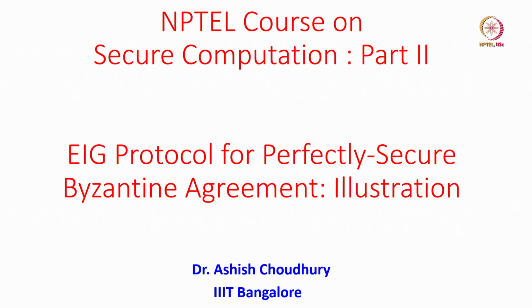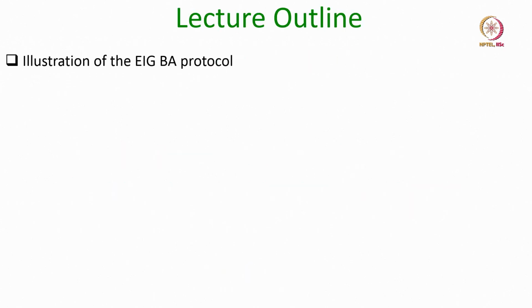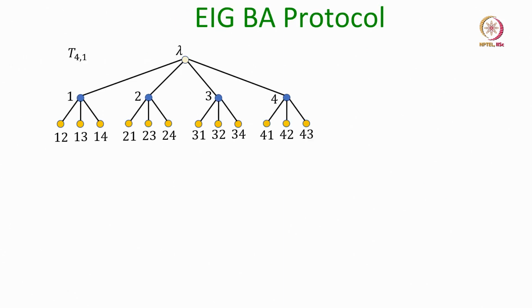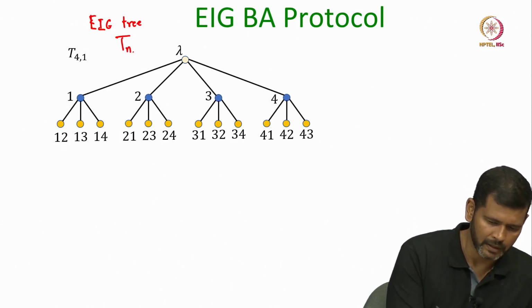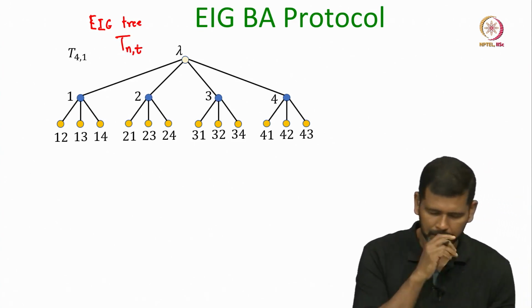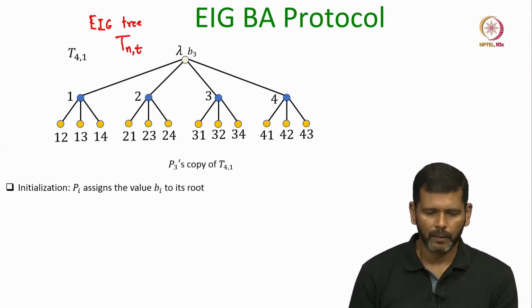In this lecture we will see an illustration of the EIG Byzantine Agreement Protocol. So, let me quickly recall the EIG BA protocol. This is your EIG tree data structure, denoted by T sub n,t.